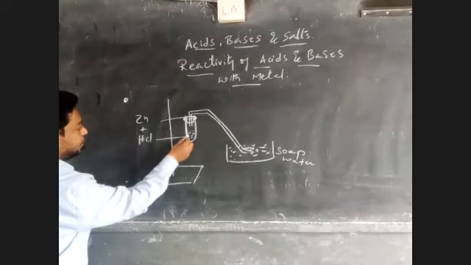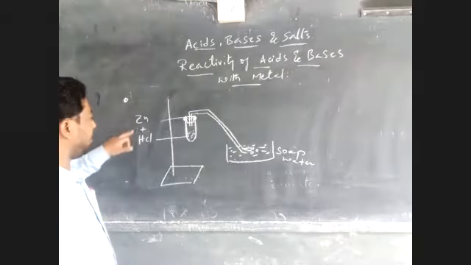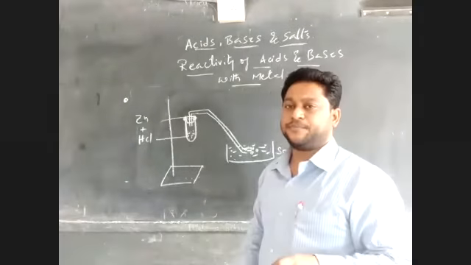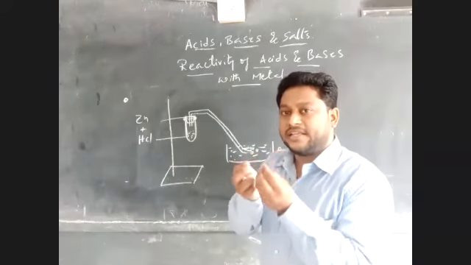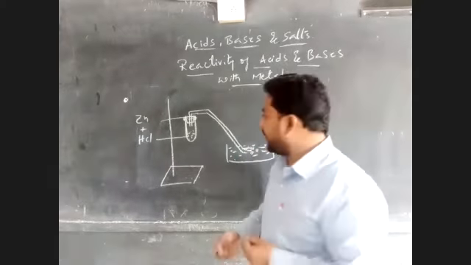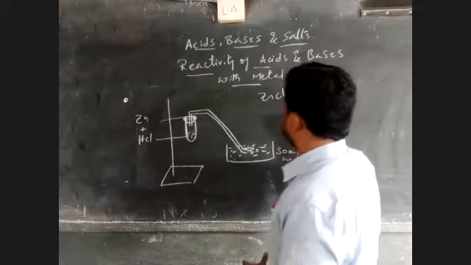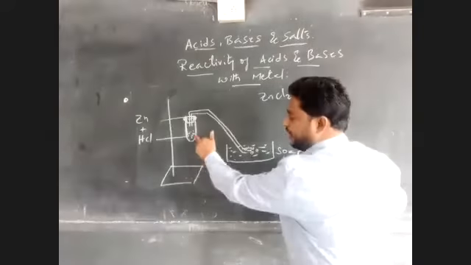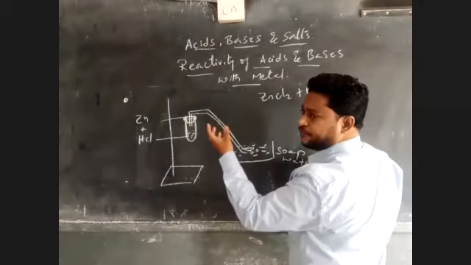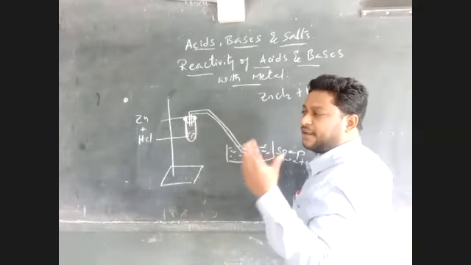Now, what is present in the test tube? Zinc granules and HCl. So when you add zinc granules to the HCl, what is going to happen? You can see small bubble formation. The ZnCl2 salt will remain in the test tube, and the hydrogen gas which is evolved does not have any smell or any color.